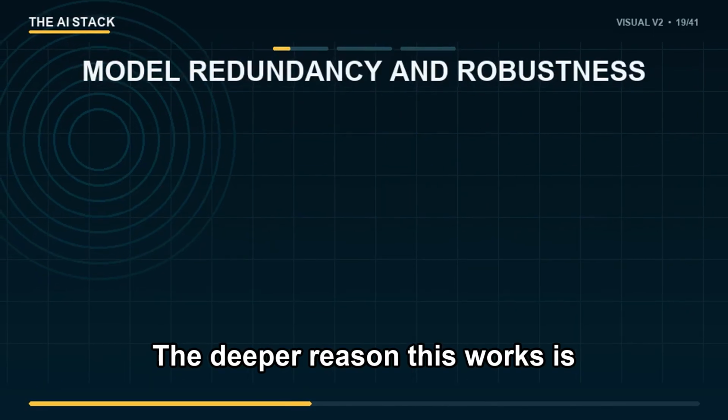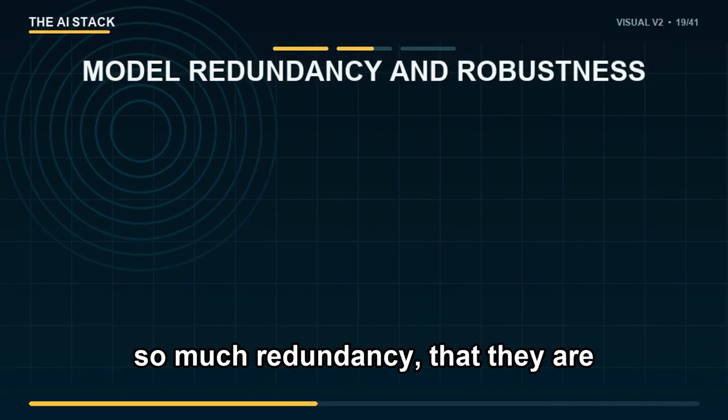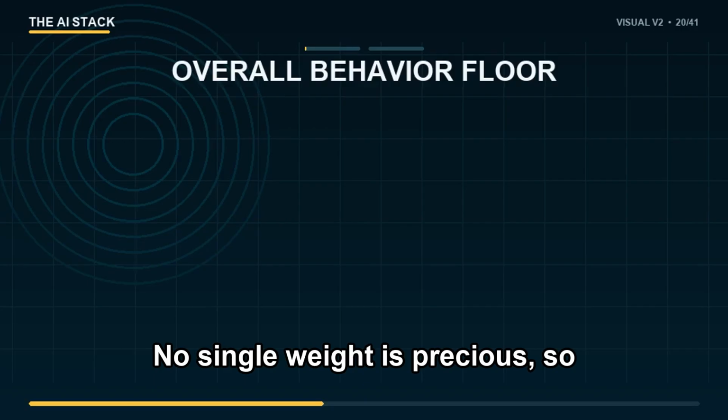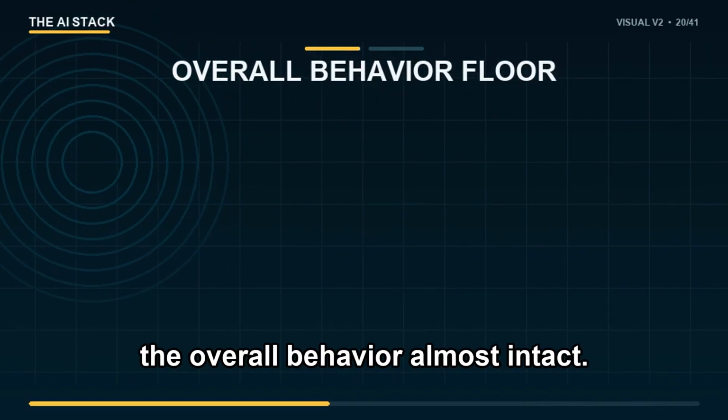The deeper reason this works is that these models are overbuilt. They have so many weights, with so much redundancy, that they are remarkably tough against a little numerical noise. No single weight is precious, so rounding all of them gently leaves the overall behavior almost intact.